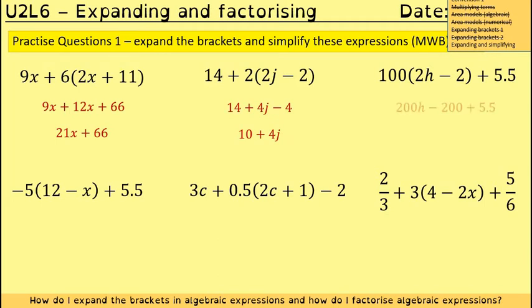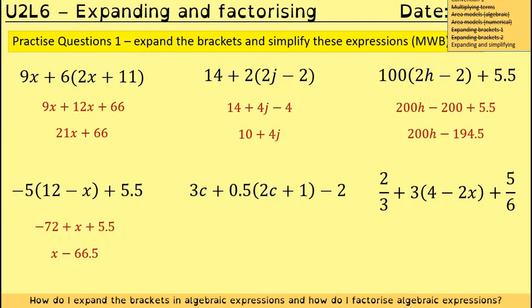In the next one, when we multiply out the brackets, we get 200h, take away 200 plus 5.5, and collecting the like terms gives us 200h subtract 194.5. In the next problem, multiplying out the brackets gives us negative 72 plus x, because we have a negative multiplied by negative giving us a positive, and then the plus 5.5 is just waiting there. And then when we collect like terms, we get x take away 66.5.